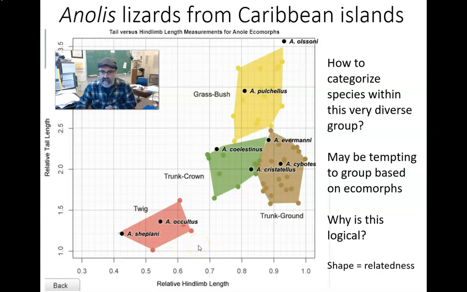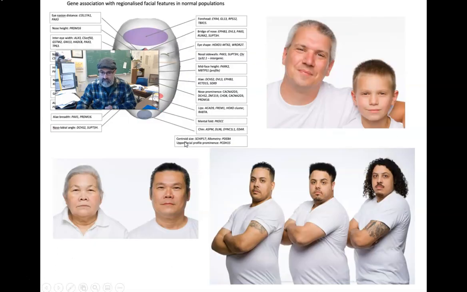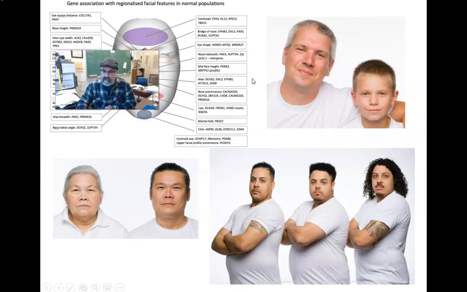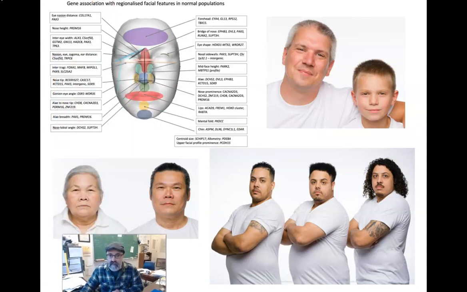But you will see, as you saw in Module 2, that this is not related to their evolutionary relatedness. We're going to get there. But why is this logical? You would think that if these guys are a similar shape, they should be similarly related, that they'd be more related to each other than they would be to these two species. Here's some examples from the human species.